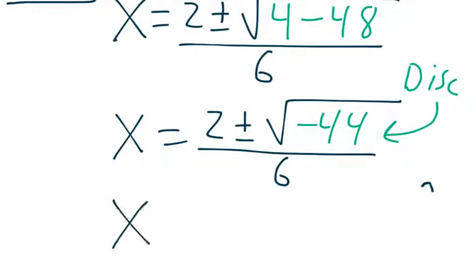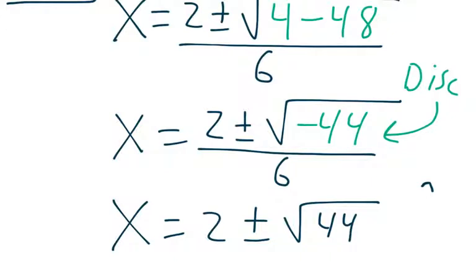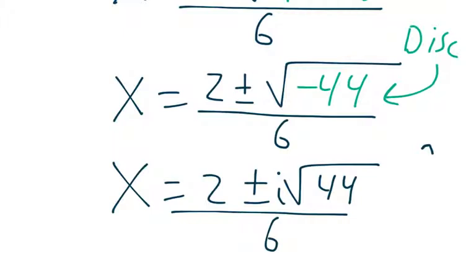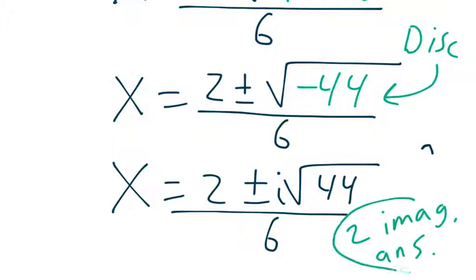So in this case, I have x equals 2 plus or minus the square root of 44, and I'll put the i in front because it was negative, all over 6. So because I had a negative discriminant, I had two imaginary answers. So again, if that inside part's negative, you have two imaginary answers. And this stuff you may have already been able to figure out on your own if I didn't define it for you. After all, negative radicals are imaginary. That's all the discriminant tells you. Something you may already know.